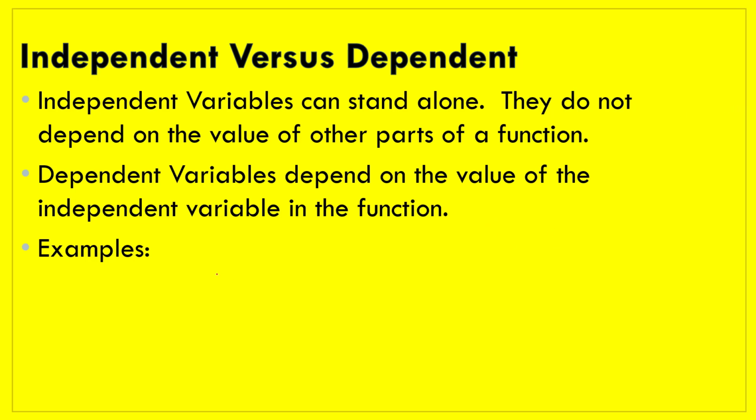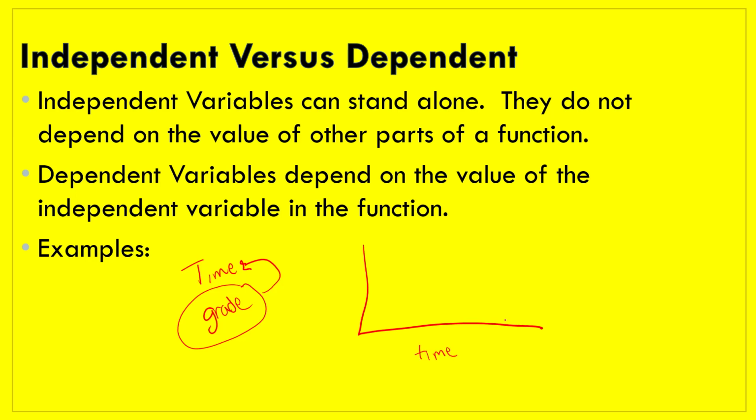So, for instance, if I have time and grades, which one is more likely to depend on the other? Well, it would probably make sense that my grade would depend on how much time I spent. So on our graph, time would come down here on the x-axis. It would be my independent variable. Grade would come up here on my y-axis. It would be my dependent variable. So as time progresses, my grade should get better.